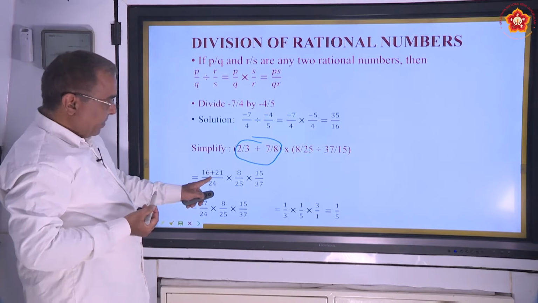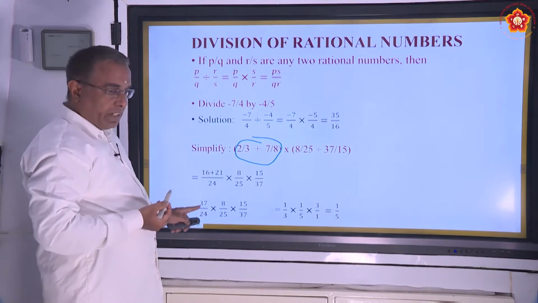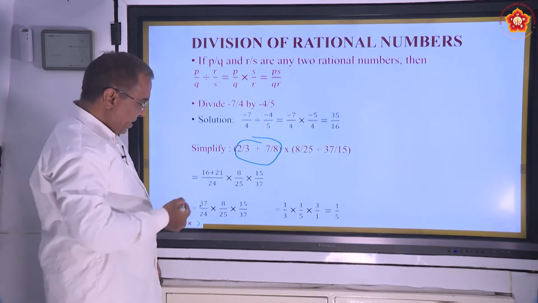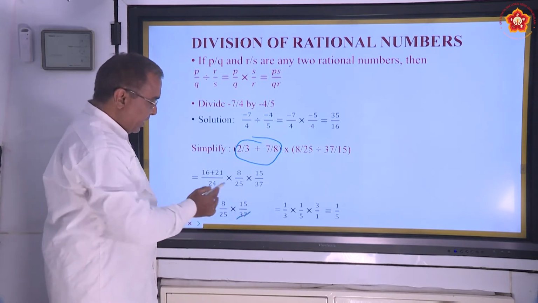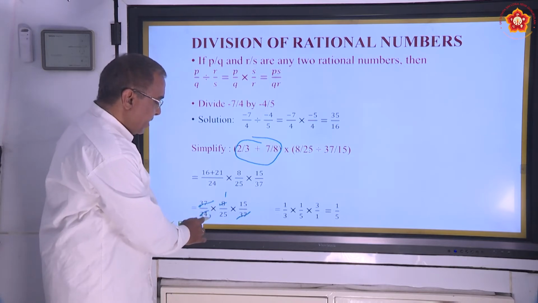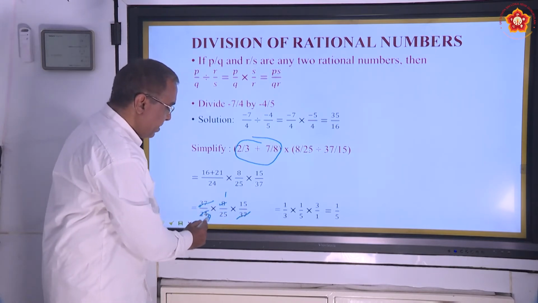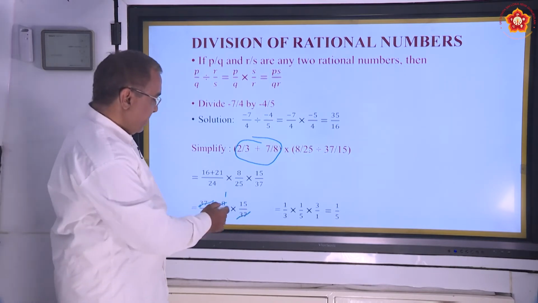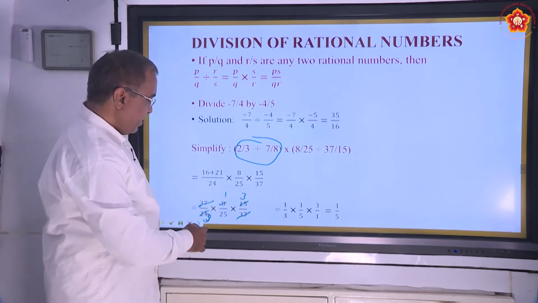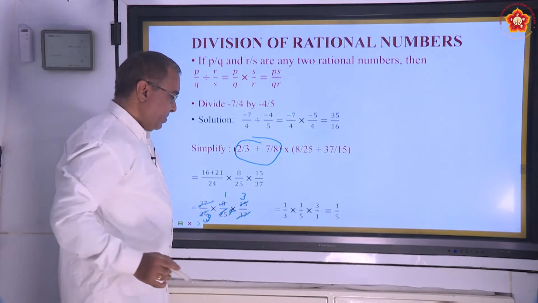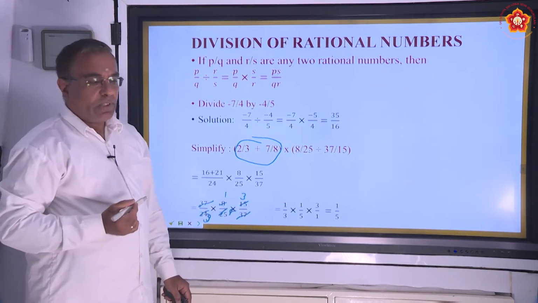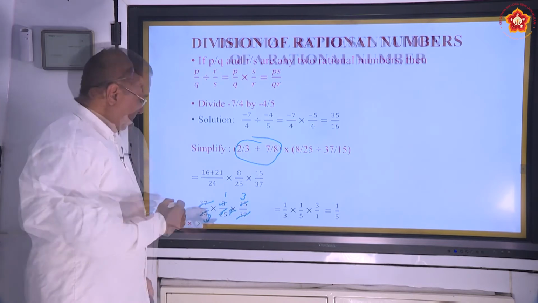Here first we need to simplify. 16 plus 21 will be 37 by 24, into 8 by 25, into 15 by 37. So, 37 we can simply cancel. 8 ones are 8, 8 threes are 24, that is why I am getting this step. And 15 by 25, 3 times, 5 times. Okay. So the simplified value is going to be 1 by 5.